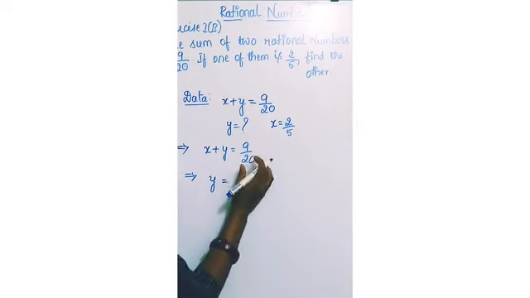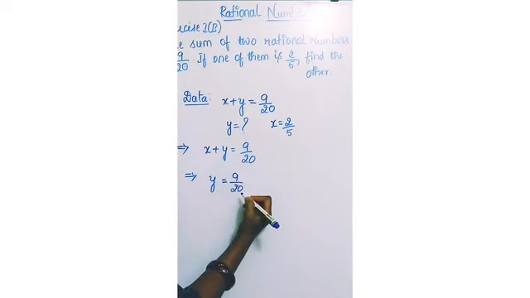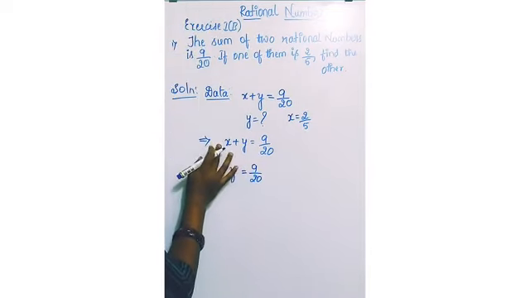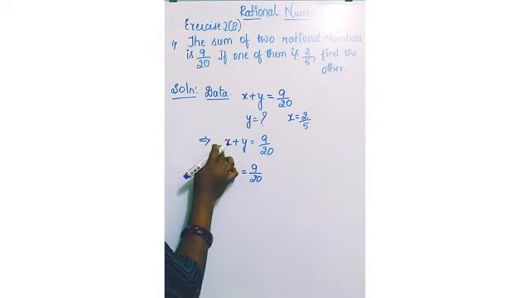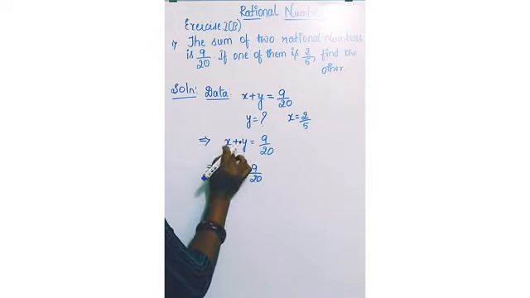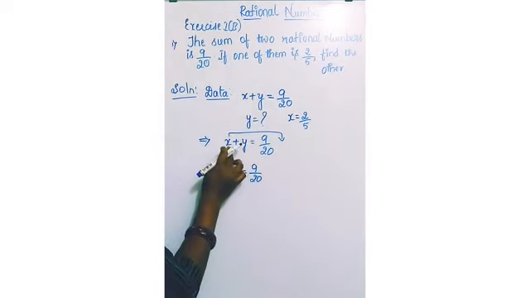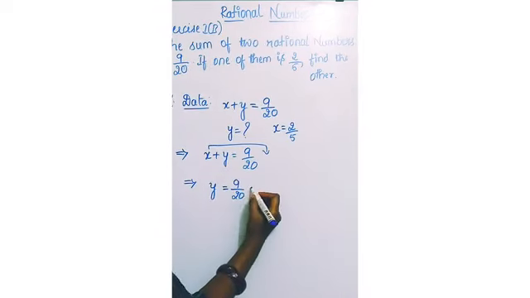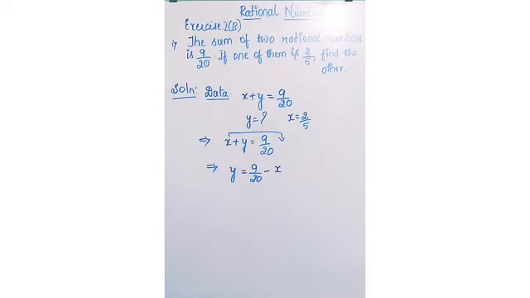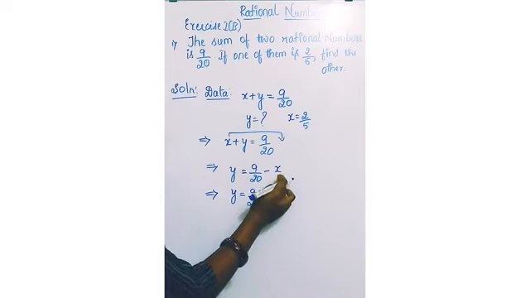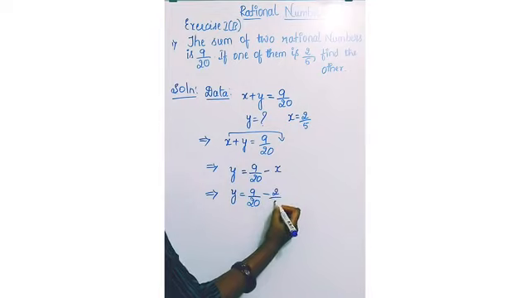Here y stays on the LHS, and everything else shifts to the RHS. 9 by 20 I am retaining the same. Plus x, where no symbol is given, we consider as plus x. When I shift plus x to the other side, plus x turns to minus x. So y equals 9 by 20 minus the value of x, which is 2 by 5.